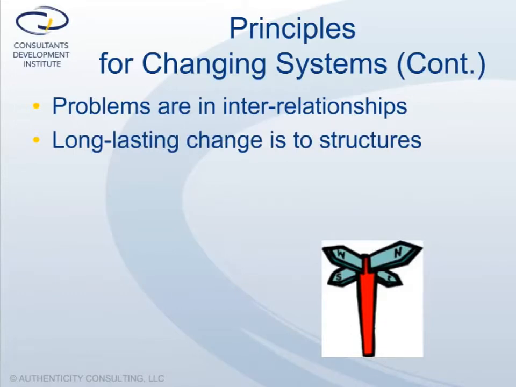Long-lasting change comes from changes to structures in the system. For example, new supervisors often try to change the performance of their employees merely by preaching at them. Wise supervisors have learned that to get long-lasting performance from employees, the employees need clear roles, goals, and expectations from their supervisors.